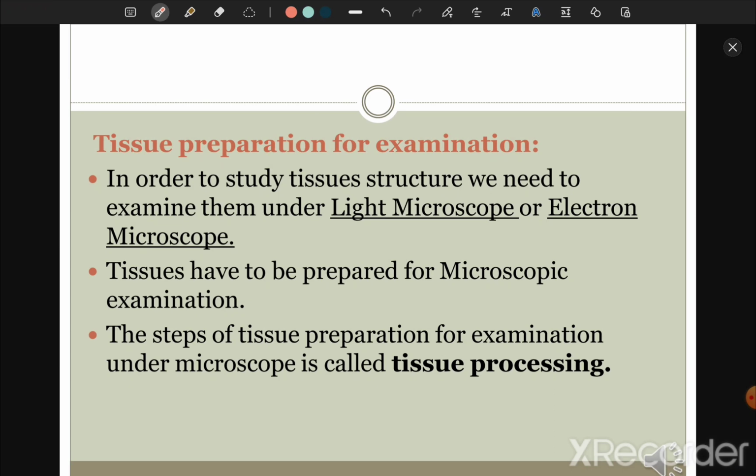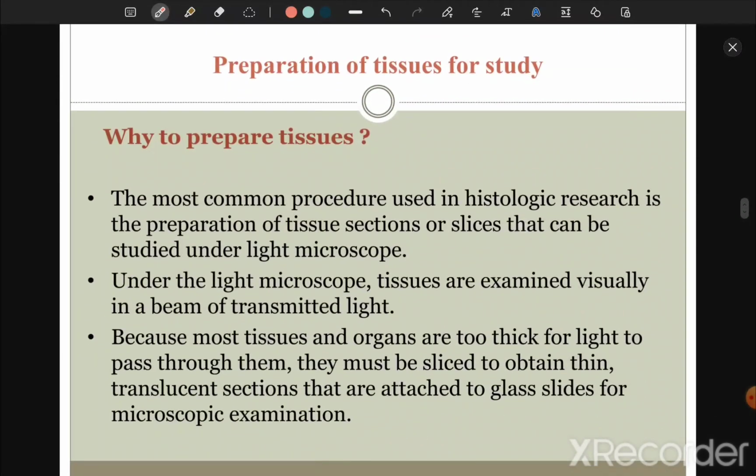Tissue processing will be applied to the biopsies, or part of the biopsies, to be prepared for examination under the light microscope. Why prepare tissues? I think in the practical sessions we mentioned a few reasons, but I will just remind you. For example, the most common procedure in histological research is the preparation of tissue sections or slices that can be studied under the light microscope. Under the light microscope, tissues are examined visually in a beam of transmitted light. For the light microscope, we use a beam of photons for examination of the tissues.